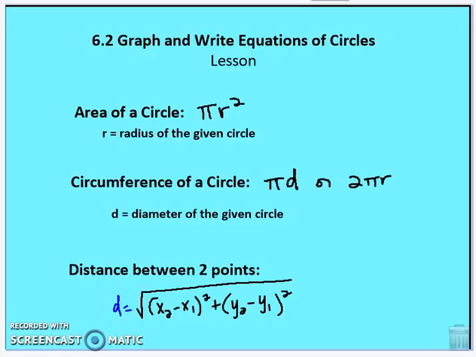So Pythagoras did us a great service. He found that the sum of the squares of the legs of a right triangle equals the square of the hypotenuse. We use that to find the length of the hypotenuse as a distance between 2 points, and then we're going to translate that into an equation for a circle, all from one theorem.